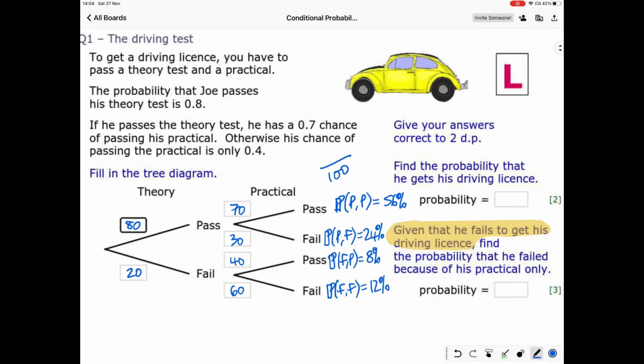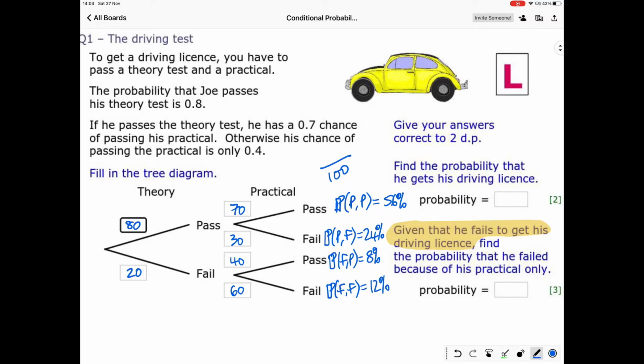This question from My Maths is about conditional probability. Conditional probability questions are the ones that say, given something, work out the probability of something else. I've written the probabilities in as percentages. If the probability Joe passes his theory test is 0.8, that's 80%. And that means that the probability Joe fails his theory test is 20%, because they're mutually exclusive and exhaustive outcomes.